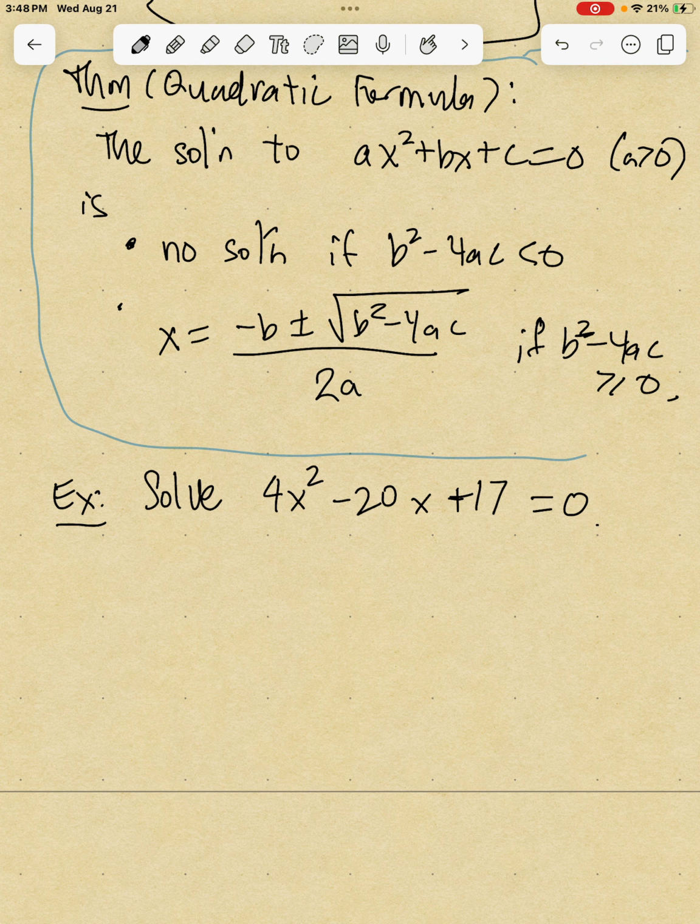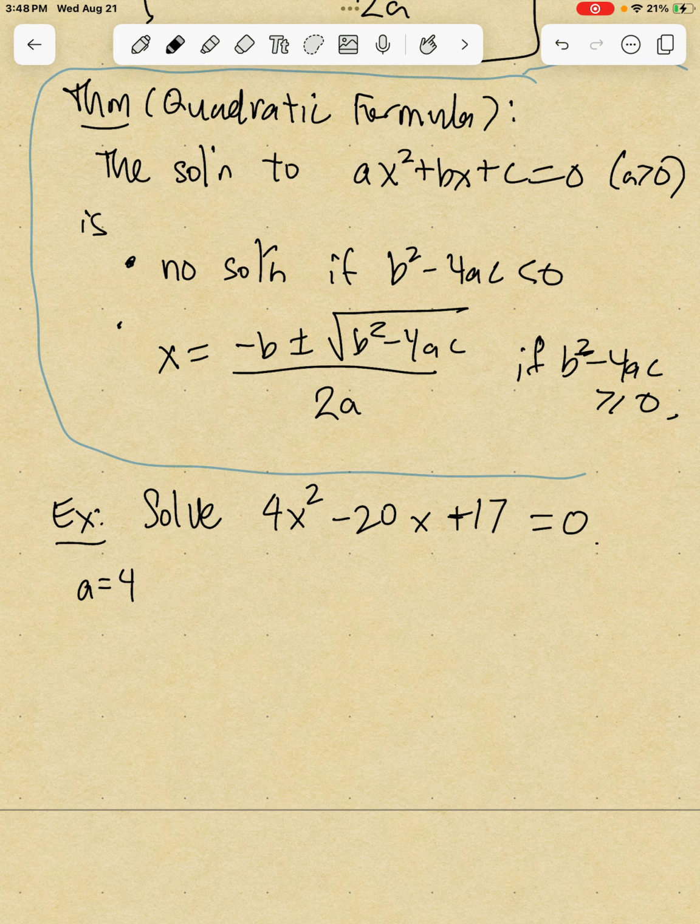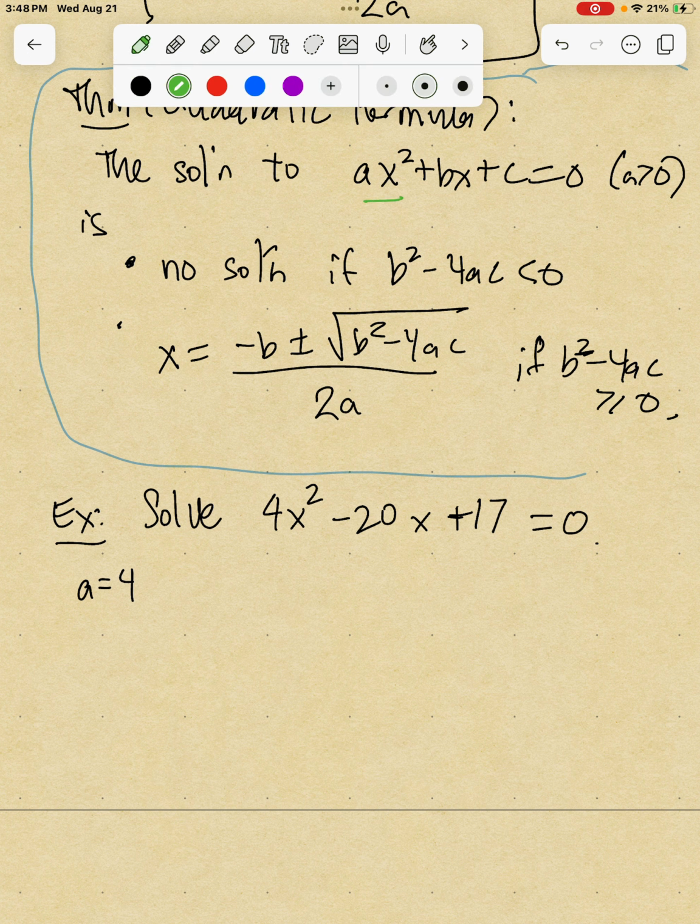So in this case, what's a? Well, a is 4. What's b? Well, b is actually negative 20, not positive 20. Because when you look at this, it's ax squared plus bx plus c. Here, I need to write this as 4x squared plus negative 20x plus 17. And so my a is going to be 4, my b is negative 20, and my c is 17.